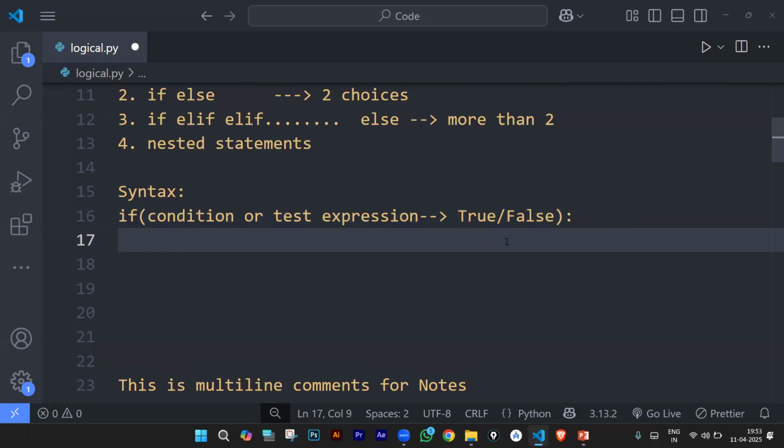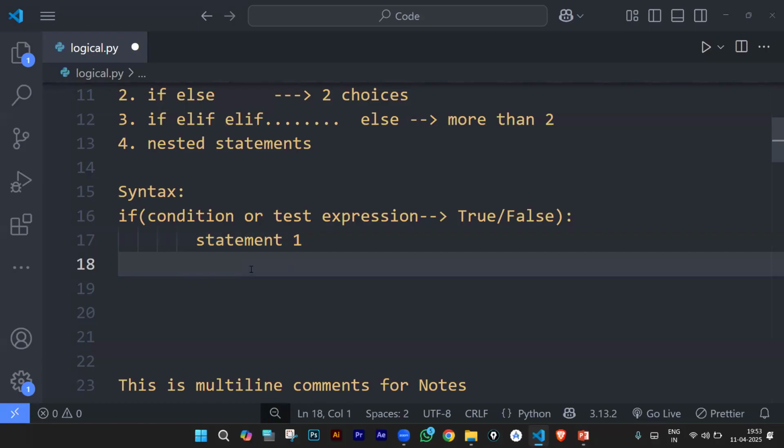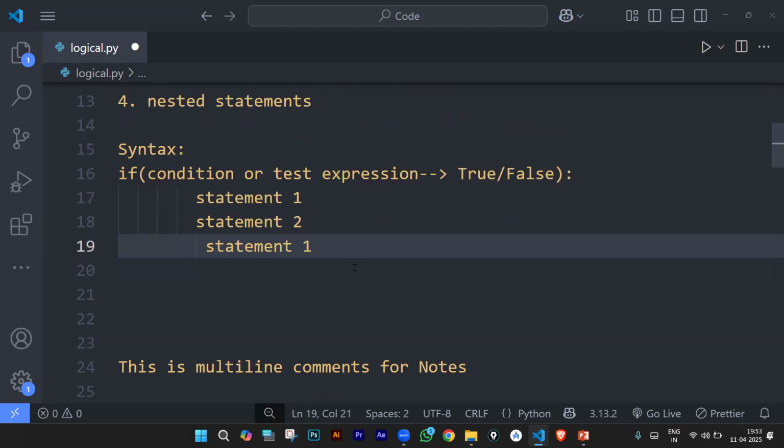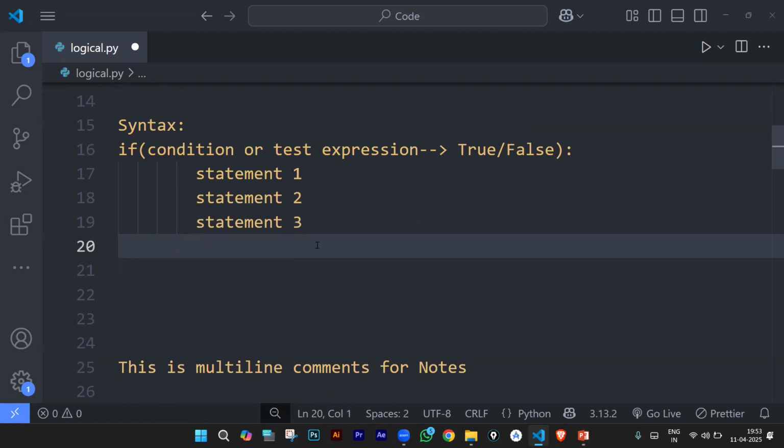Give some spaces there, a level of indentation. You can write statement 1, statement 2, statement 3, and so on. We'll also write one more statement here, statement 4. Now let's understand these if and else a little bit, and you will have a better idea.